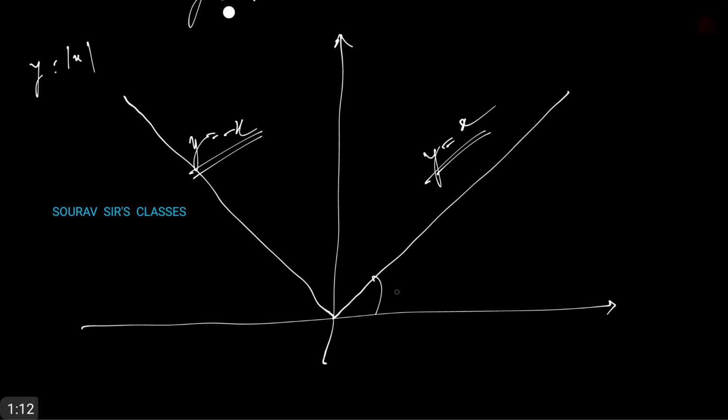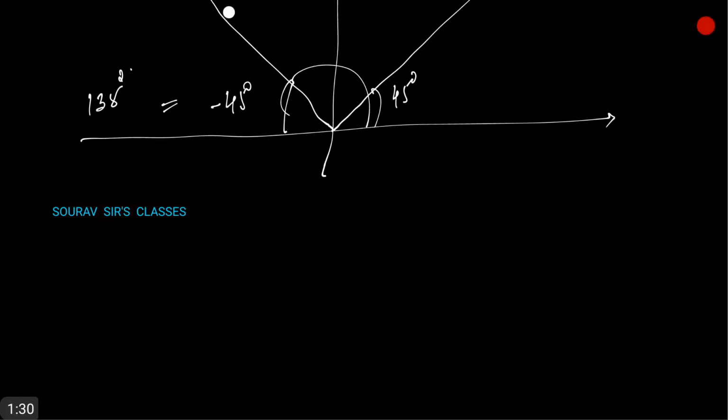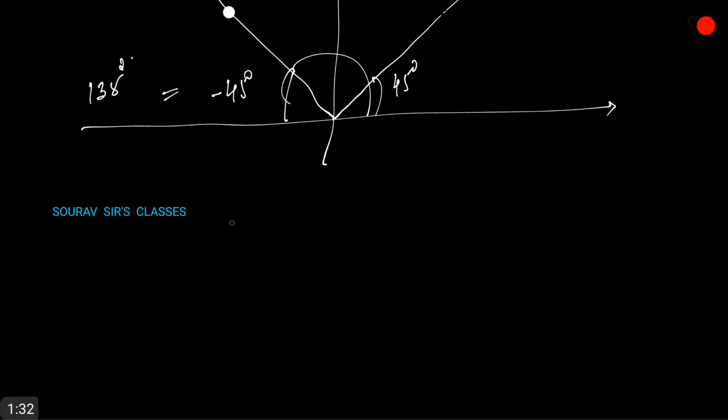So just note that this is 45 degrees, so this is minus 45 or 135 degrees with the positive direction of the x-axis. Let's break up the modulus function now. The modulus function is equal to x for x greater than or equal to 0, and minus x for x less than 0.